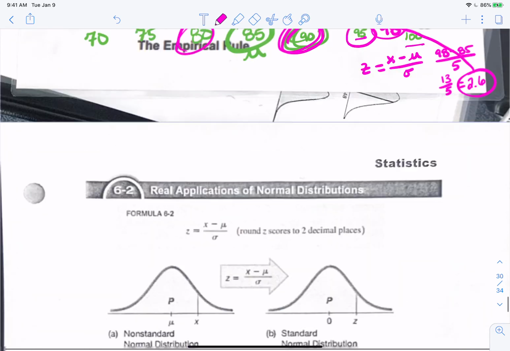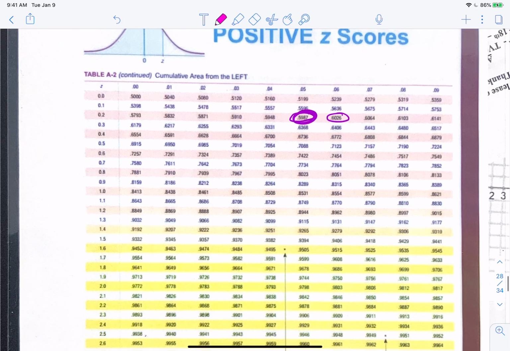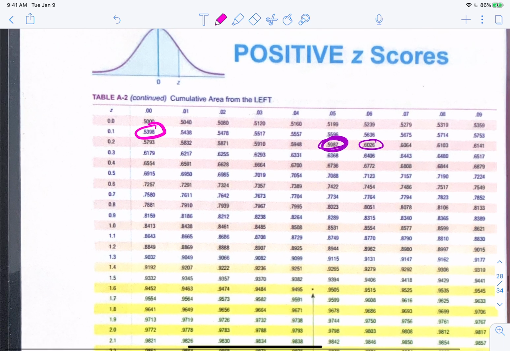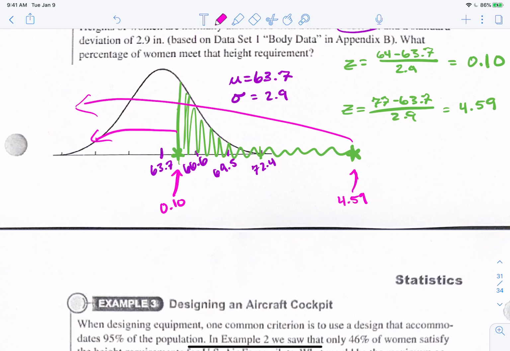Find 0.10 on your chart. It comes out to be 0.5398. Hold on, just wait a second. We don't want to subtract that one, because we're not going to subtract them from each other. Oh, I see what you're doing, Cody. I wouldn't do it that way because you're going to end up subtracting twice. I would just leave them the way that they are and subtract them from each other. All right, so 0.5397, that is what is less than 0.1.